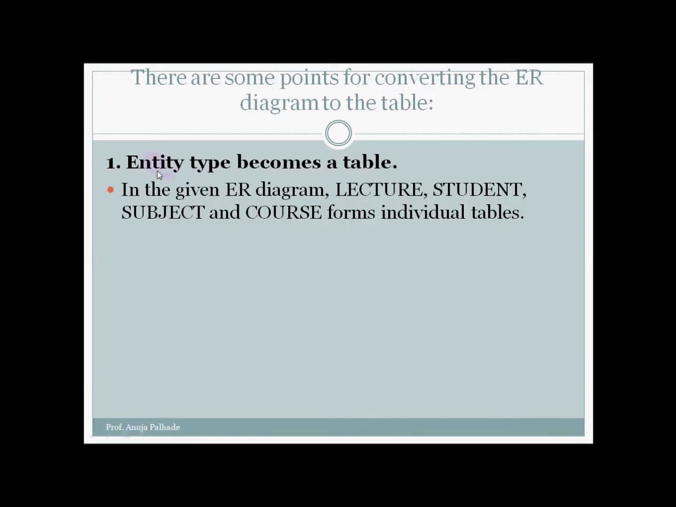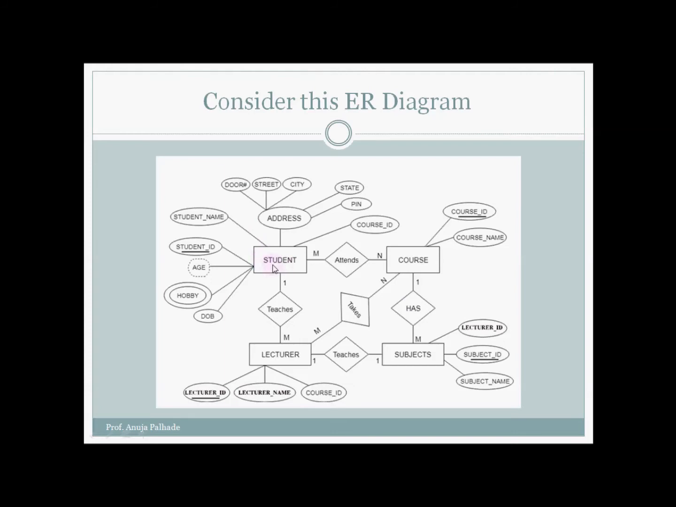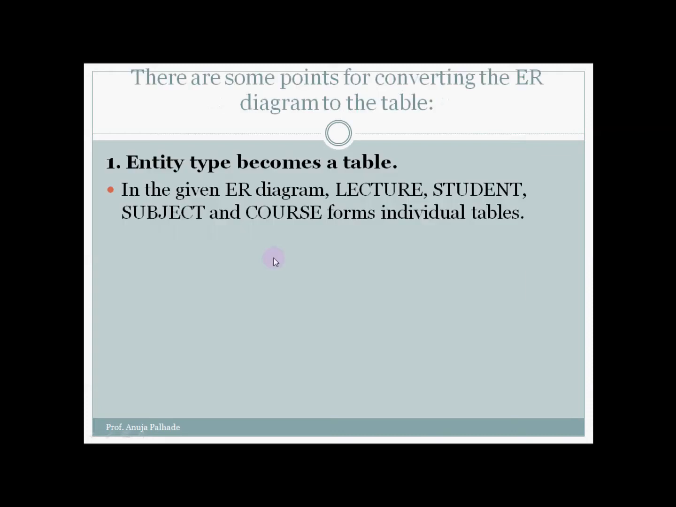The first step is that an entity type becomes a table. In the given ER diagram, lecturer, student, subject, and courses are the individual tables. So you can see here these entity types student, courses, subject, and lecturer become individual tables. It means that these become 4 tables of our DB.